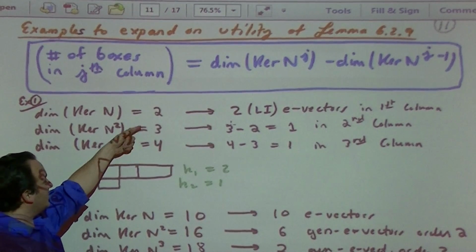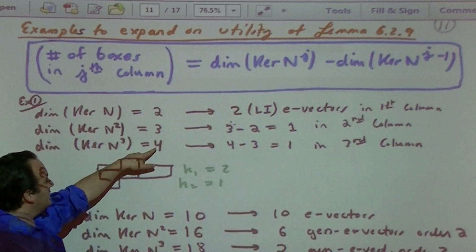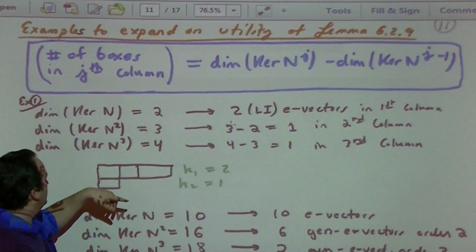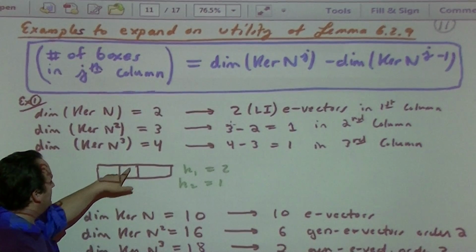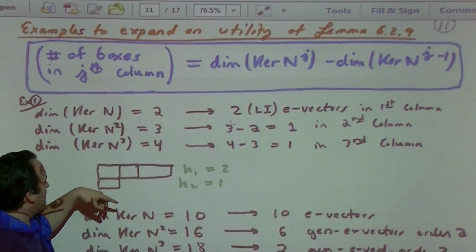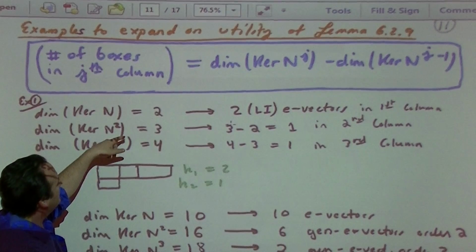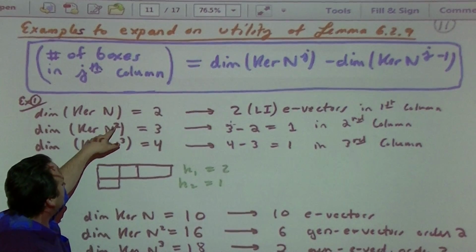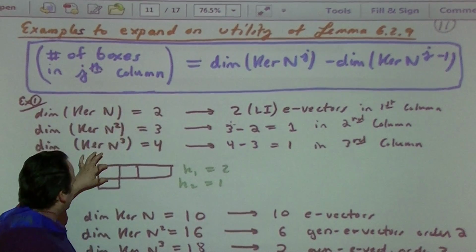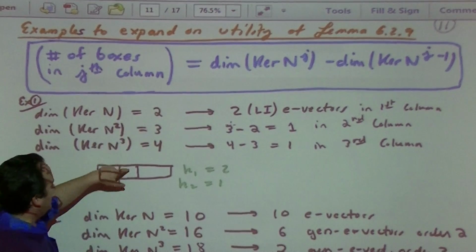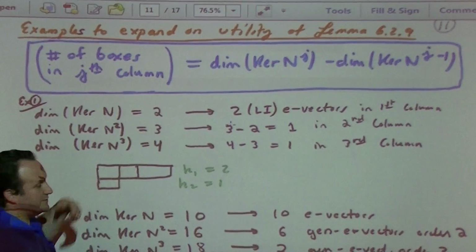So 3 minus 2 is 1, right? So that means the third column has 1 box. 4 minus 3, 1. But then what's the other one? Oh, I think I'm doing it wrong. Sorry. n minus 0 is 2, that's why there are 2 boxes here. 3 minus 2 is 1, that's the 1 box. 4 minus 3 is the 1 box.